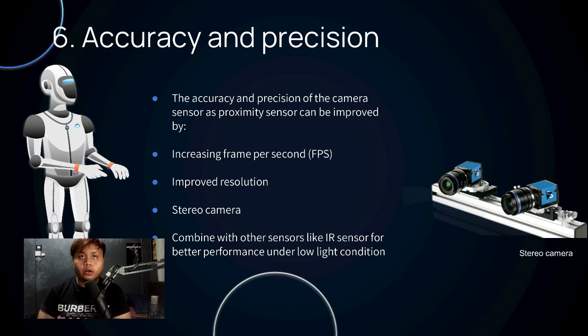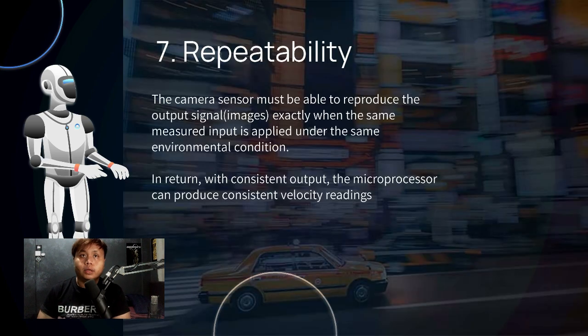Accuracy and precision. The accuracy and precision of the camera sensor can be improved by increasing frames per second, improving resolution using a stereo camera or combining with other sensors like an IR sensor. Repeatability. The camera sensor must be able to reproduce the output signal exactly when the same measured input is applied under the same environmental condition. In return, with consistent image output, the microprocessor can produce consistent velocity readings.